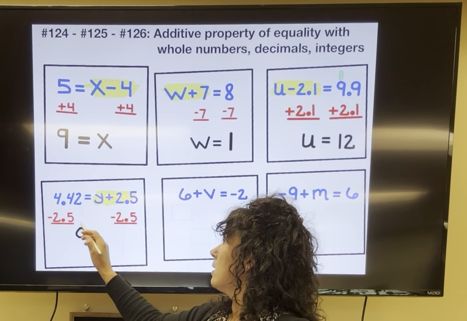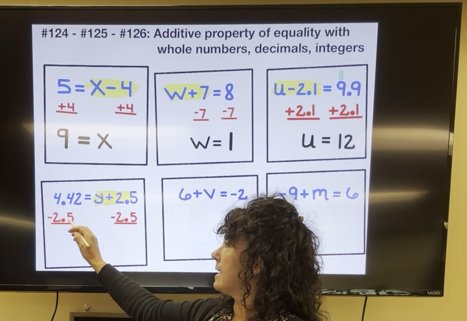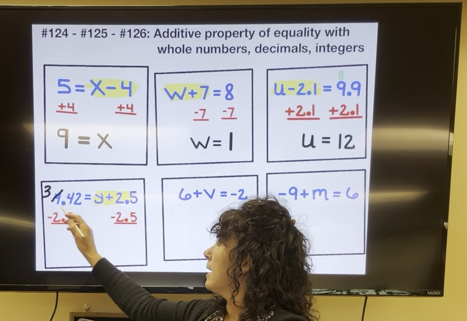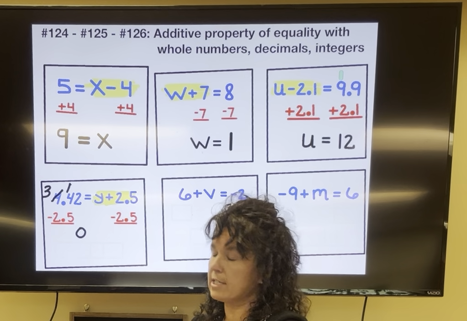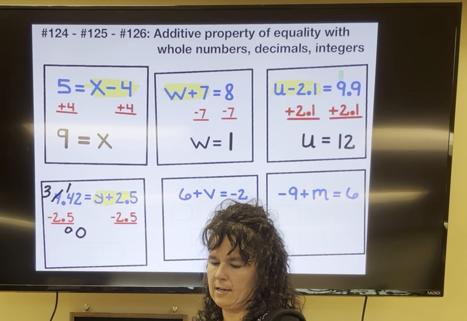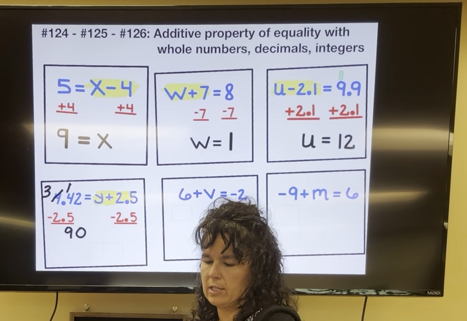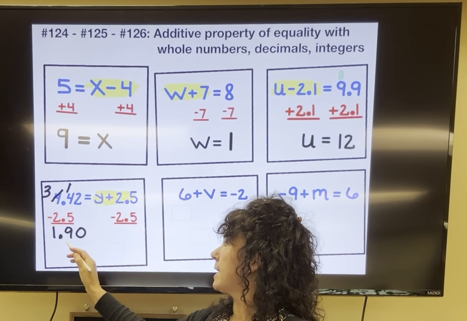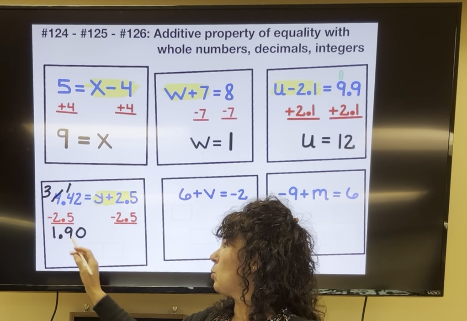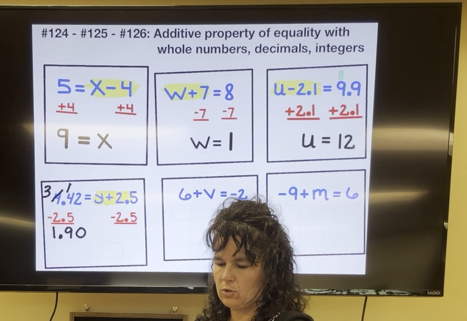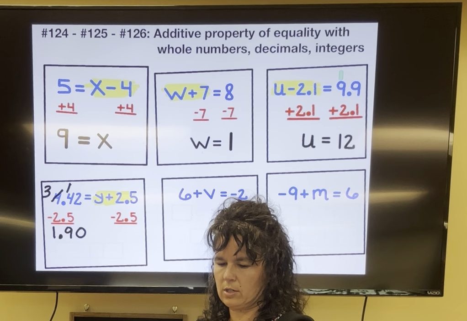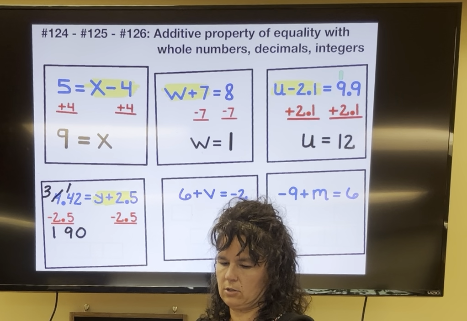0. 5 from 4, I can't take 5 from 4, so I would need to borrow. And then that becomes 14. So 14 minus 5 is 9. 3 minus 2 is 1, and bring the decimal straight down, and I end up with 1.90, or just 1.9. Oh, my bad. Sorry. Let's do that again.